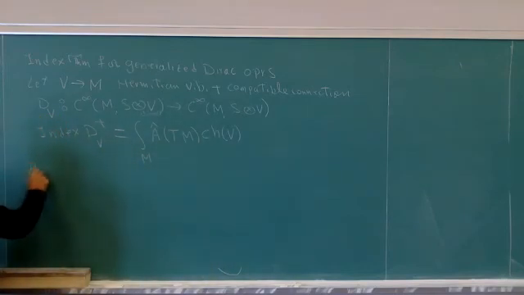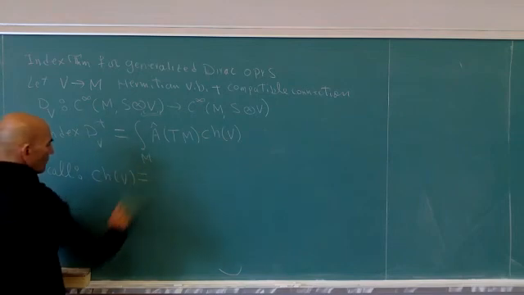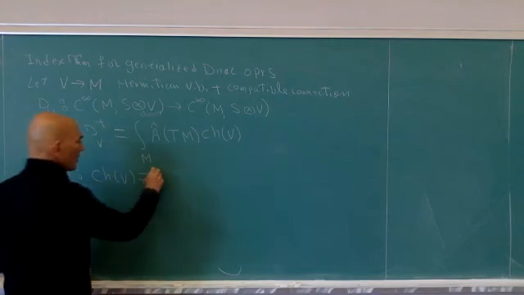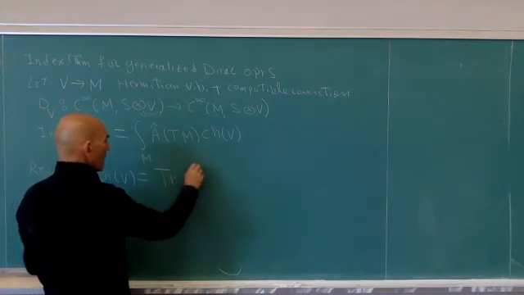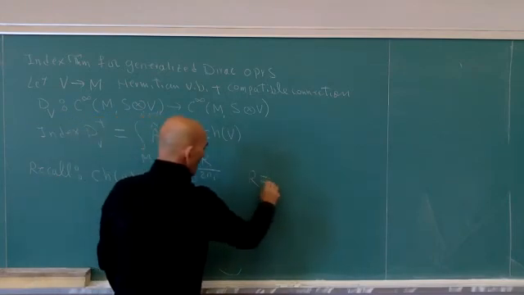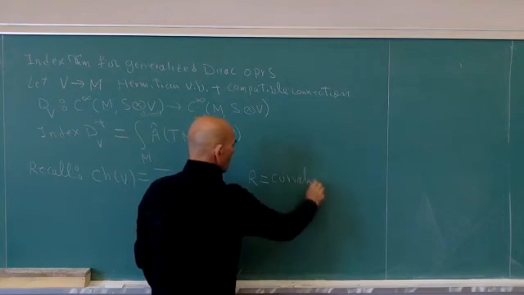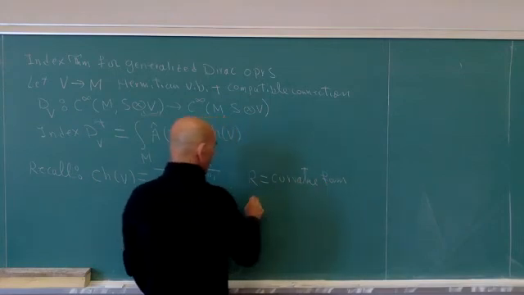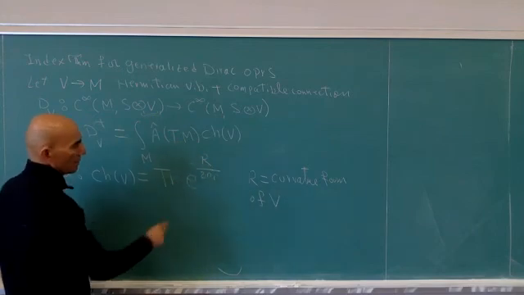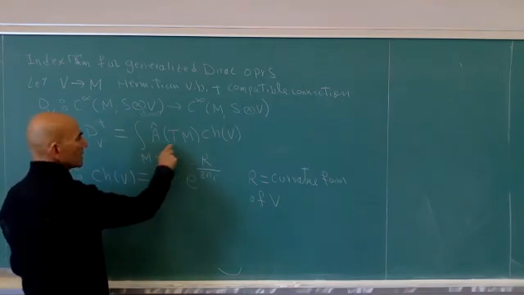So recall the Chern character of V, that's the first characteristic class that we discussed. This was the trace of the exponential of minus R over 2 pi i. Well, this R is the curvature form of V. I used the notation for the curvature form of TM, but okay, you realize. So this is the Chern character, and this is the form.